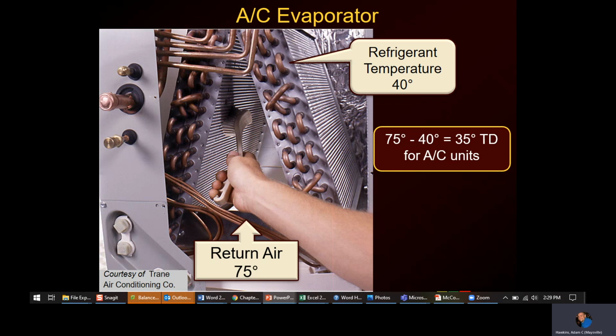Cleanliness is probably the biggest issue with evaporators, honestly. TXVs can cause them not to work right. If the TXV is not working right, charge is an issue as well. But honestly, the biggest issue with an evaporator itself that you're going to have to deal with is probably cleaning, maintaining, checking for cleanliness.